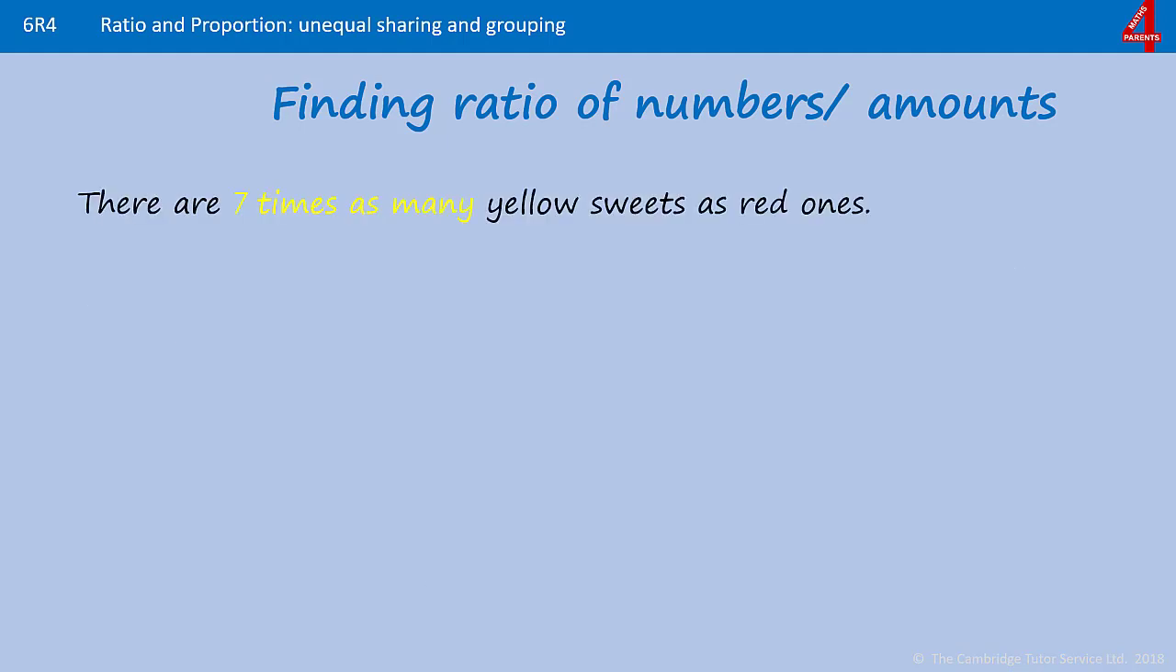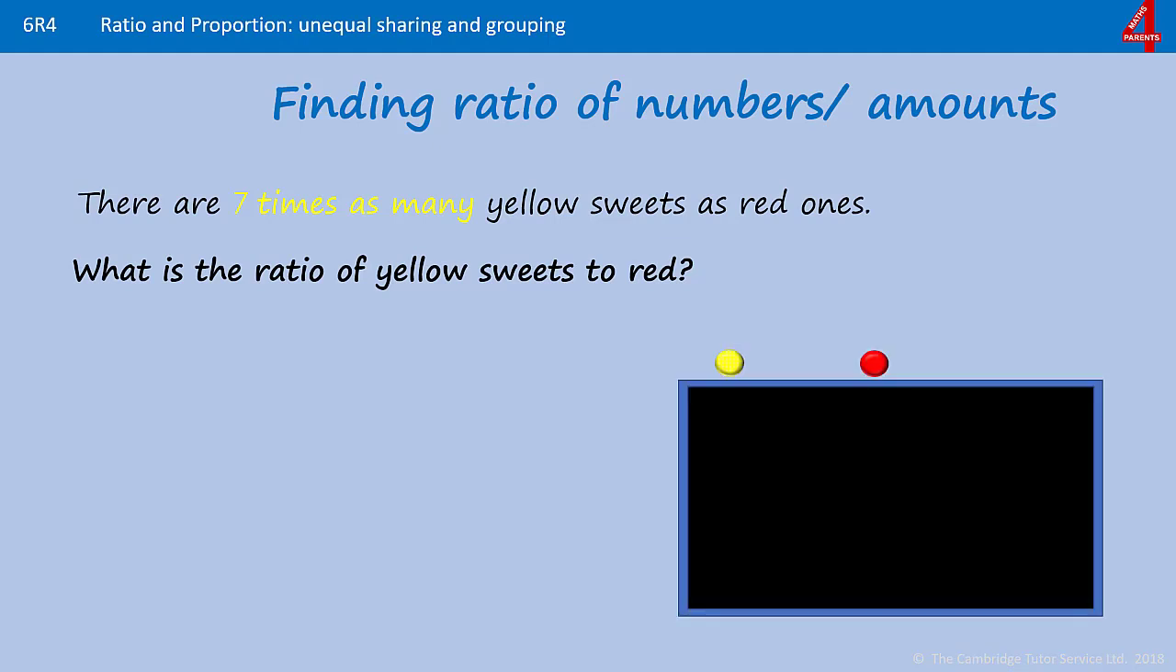This one might seem really obvious to some of you, but I have many GCSE students who struggle to understand what this means. So we're just going to go over this here. There are 7 times as many yellow sweets as red ones. What is the ratio of yellow sweets to red? We have a look at that.